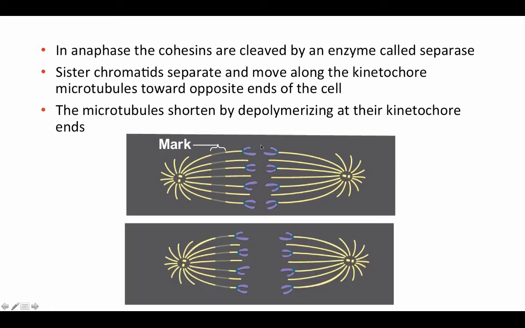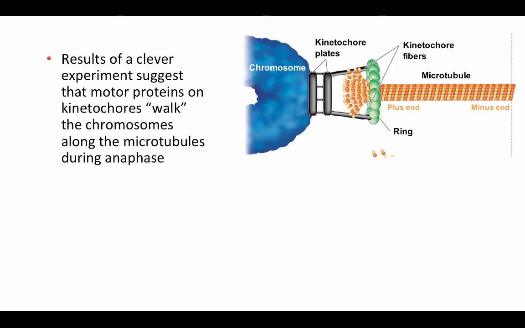So what we find when we do this experiment is that those marked regions of the microtubules do not move at all. The chromosomes simply move toward them, indicating that these polymers are being disassembled here from this end. The results of another experiment suggest that motor proteins are also involved in this process.